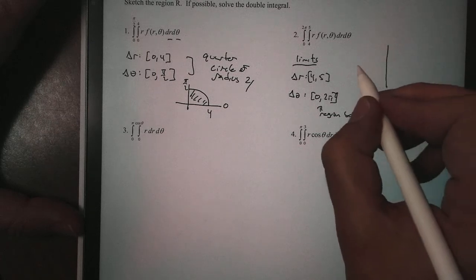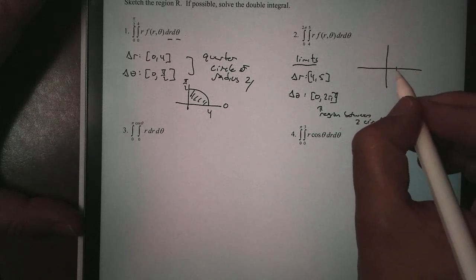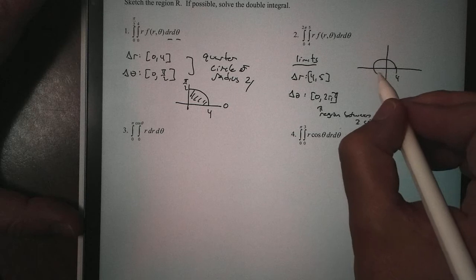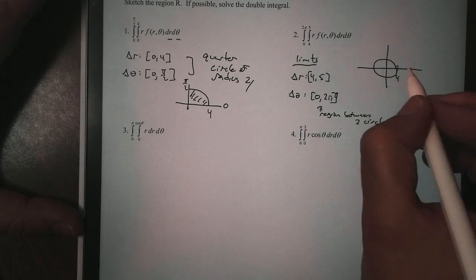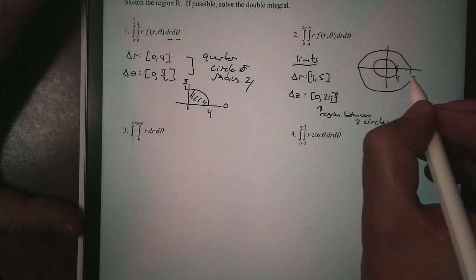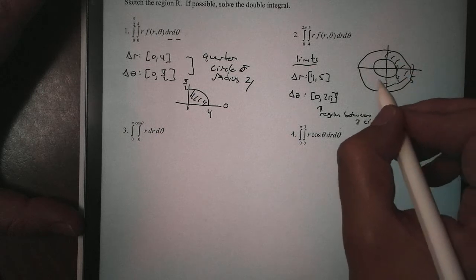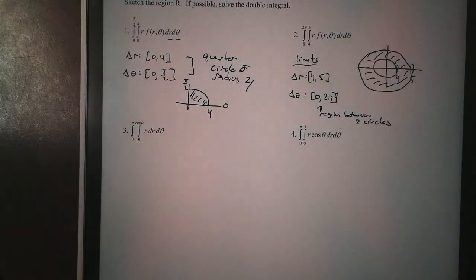So if I were to sketch that, one circle is going to have a radius of 4. The other circle is going to have a radius of 5, not drawn to scale. And we're looking for that region in between them. Alright, this is a different one right here.